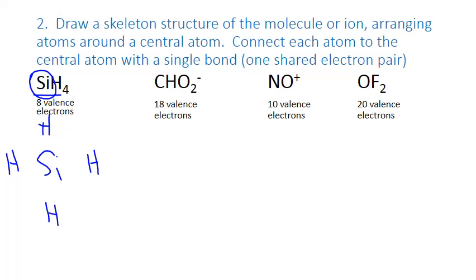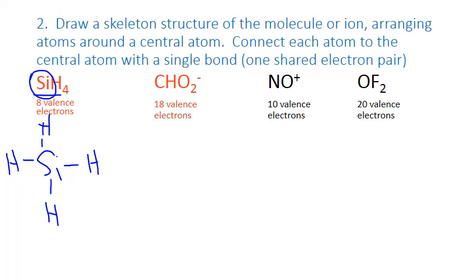We then connect each of those outside atoms, another term for that is a terminal atom, to the central atom. So each hydrogen gets connected with one dash, which represents two shared electrons. Okay, so that's our silane molecule.